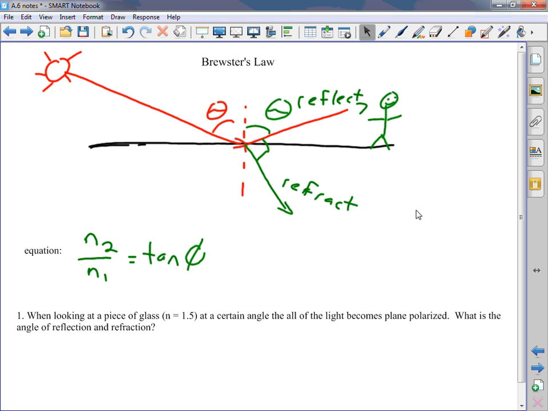It actually eliminates the light being reflected at Brewster's angle. Good. We're going to get to that with polarizers a little bit. N1 is the substance you're coming from. So let's go ahead and do this problem right here. N1 is going to be air, right? Air has a refractive index of 1. Water has a refractive index of about 1.33. And so let's calculate theta here.